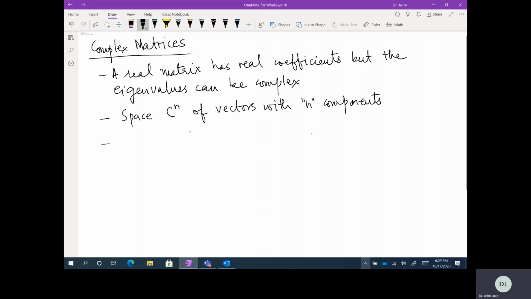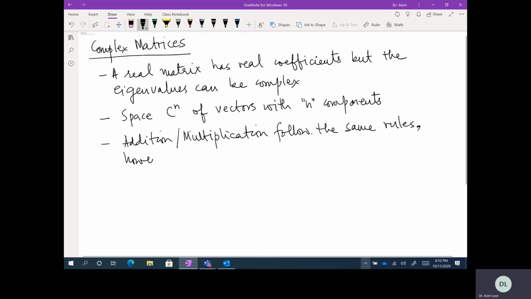Addition and multiplication follow the same rules. However, length is computed differently.